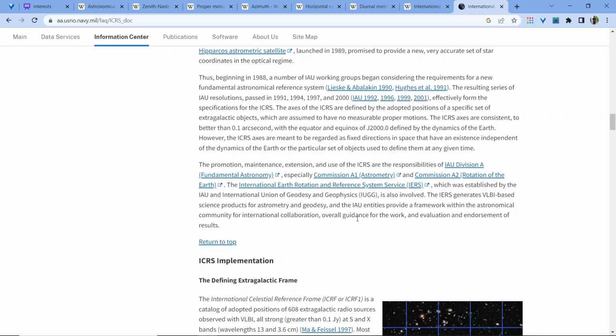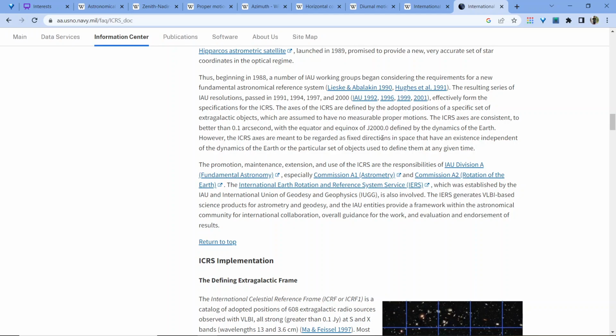The axes of the ICRS are defined by the adopted positions of a specific set of extragalactic objects which are assumed to have no measurable proper motions. The ICRS objects are consistent to better than 0.1 arcsecond with the equator and equinox of J2000.0 defined by the dynamics of the Earth. However, the ICRS axes are meant to be regarded as fixed directions in space that have an existence independent of the dynamics of the Earth or of the particular set of objects used to define them at any given time. The promotion, maintenance, extension, and use of the ICRS are the responsibilities of IAU Division A Fundamental Astronomy, especially Commission A1 Astrometry and Commission A2 Rotation of the Earth.